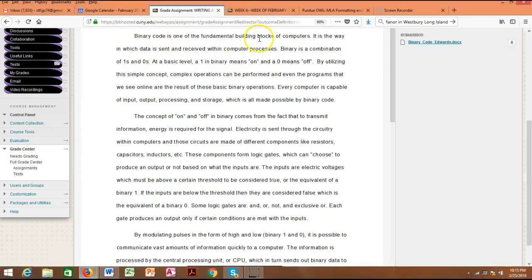Binary code is one of the fundamental building blocks of computers. It is the way in which data is sent and received within computer processes. Binary is a combination of ones and zeros. At a basic level, a 1 in binary means on, and a 0 means off. By utilizing this simple concept, complex operations can be performed, and even the programs that we see online are the result of these basic binary operations. Every computer is capable of input, output, processing, storage, which is all made possible by binary code.